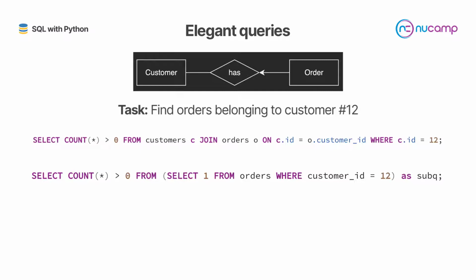But wait, why are we counting anything when we just want a yes or no answer? We don't need to know if the count is higher than 0, we just want to know if any orders exist at all where the customer ID is 12. This is a good use case for the exists function. Despite each of these queries providing the correct answer, this is the optimal query for the given task. We get to the same place with each query, but this one requires the least work.